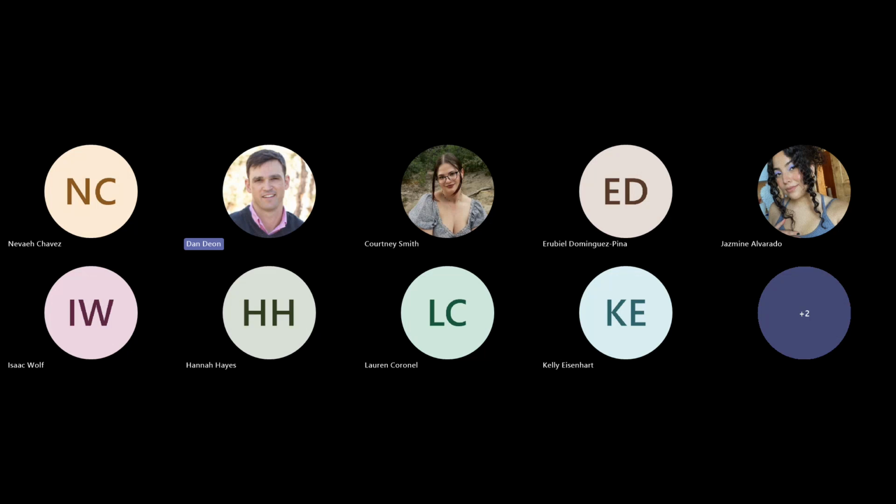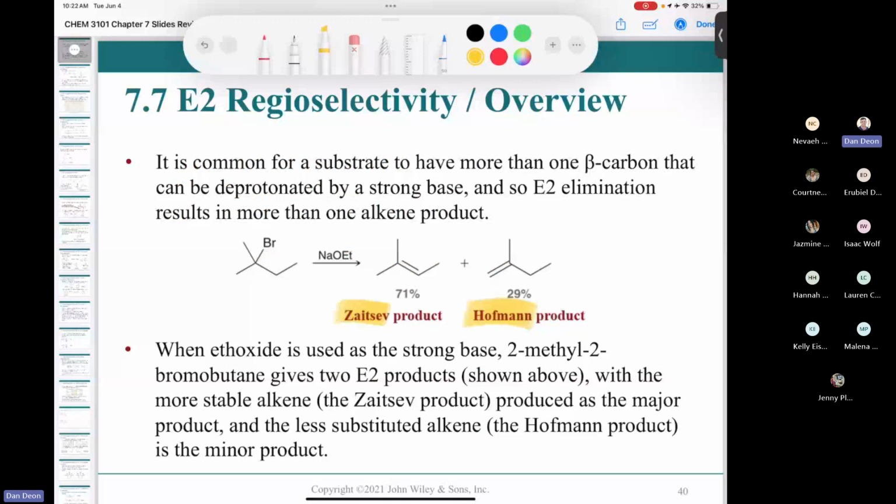Okay, so we left off here around 7.7, which deals with E2 regioselectivity. We've talked about SN2 reactions, so substitution, nucleophilic, it's second order. Then we moved on to E2. We said if your substrate is methyl or primary, SN2 works well. If it's secondary, kind of works, not so great. But if you have a tertiary substrate, then you will not get any substitution. You will only get elimination in those cases.